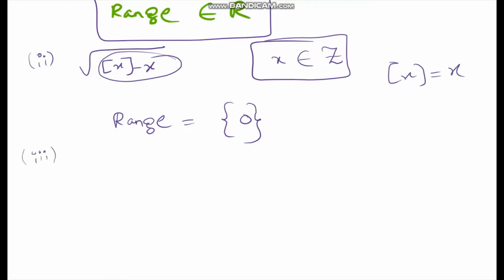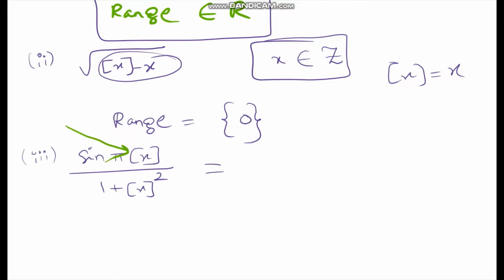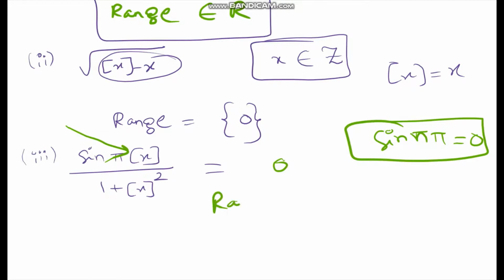Third one is sine of pi times step x, divided by 1 plus step x, whole squared. Now whatever input value we place here, the output is always 0, because sine of n pi is always equal to 0. So the range equals 0.